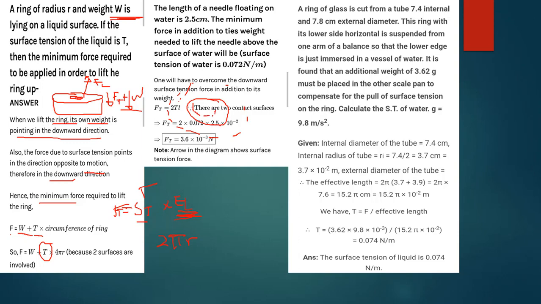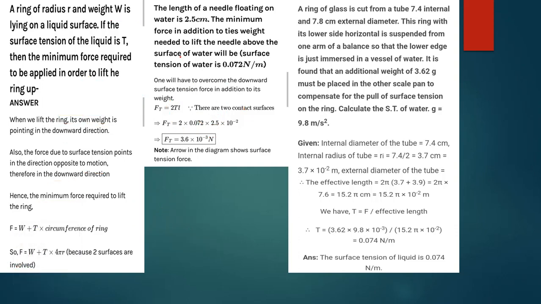So two surfaces of this ring are in contact with air. There are two films, the outer film and the film attracted inside. So it means the length is multiplied by 2. So that we have the surface tension force equal to tension times 4 pi r. So adding this to the weight, we get the minimum force required to lift it. Okay? So that was to wake up the mind a little.